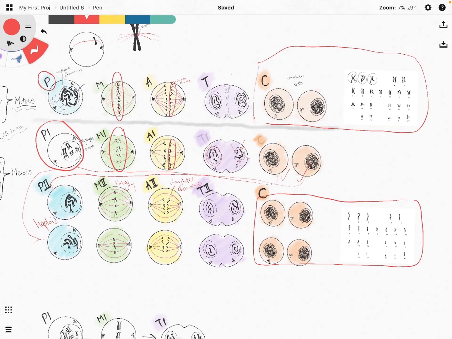If you want to look at similarities, actually, the entire process of mitosis is quite similar to prophase 2 all the way to telophase 2, except that each cell in prophase 2 is working with a haploid number of chromosomes.